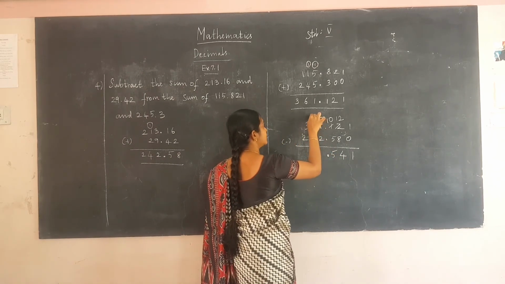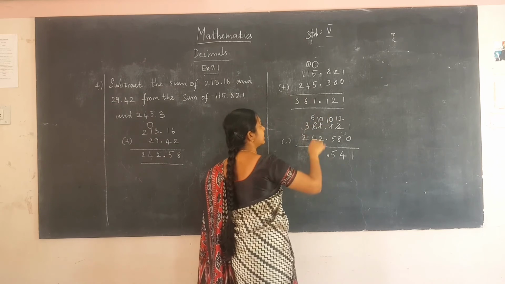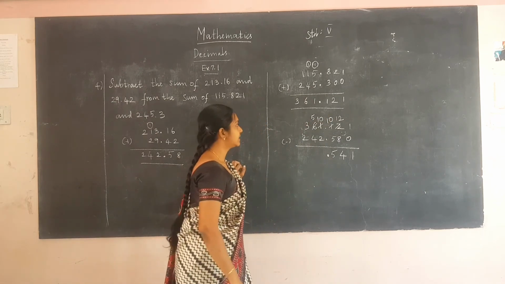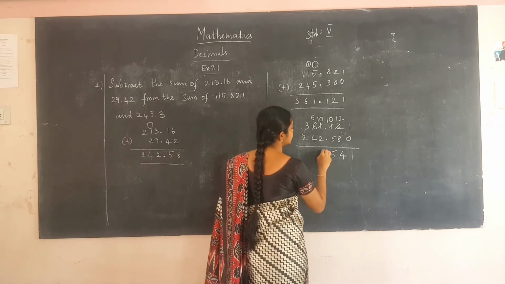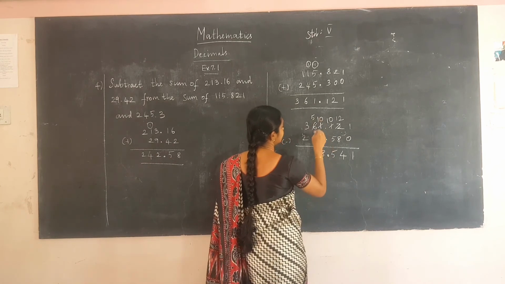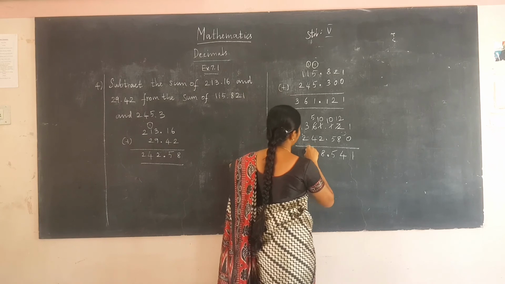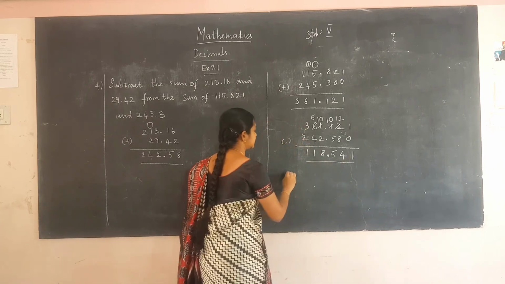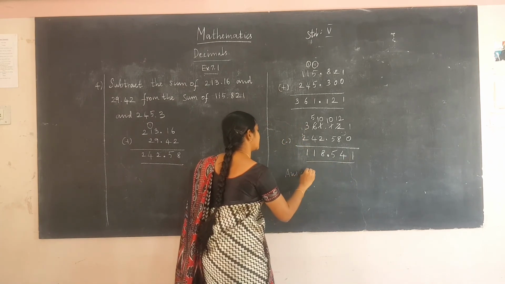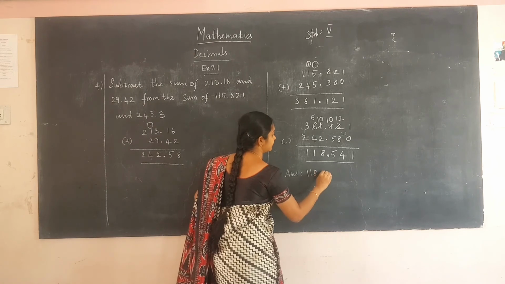Again borrow, so 6 will be changed to 5 and 0 will be changed to 10. 10 minus 2 is 8. 5 minus 4 is 1. 3 minus 2 is 1. So the answer is 118.541.